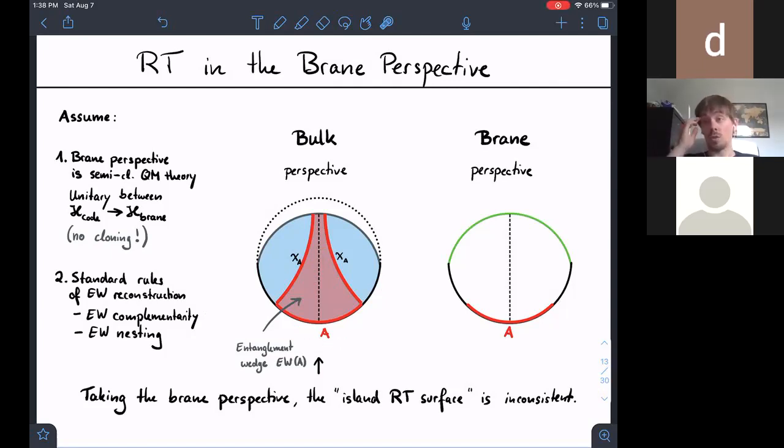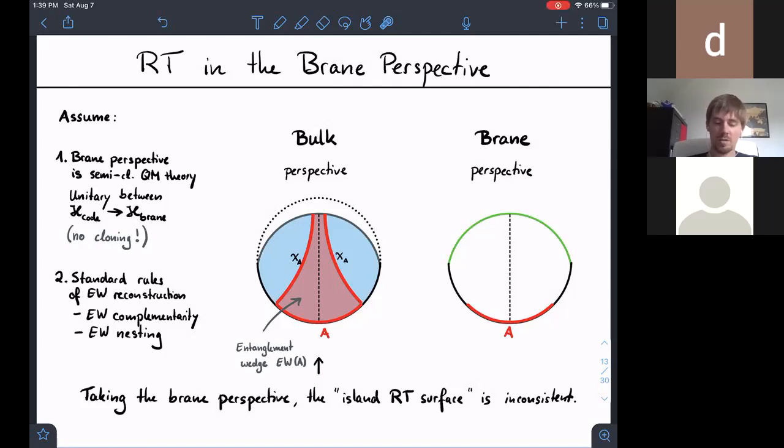And there's two corollaries from how this works. One is what's called entanglement wedge complementarity. What this tells you is that everything in here, which I can reconstruct from A, I shouldn't be able to reconstruct from the complement of A. And the second is entanglement wedge nesting, which tells me that if I cannot reconstruct something from the region A, I also shouldn't be able to reconstruct it from a smaller region, which is contained within A. So subsystems in the boundary essentially correspond to subsystems in the bulk.